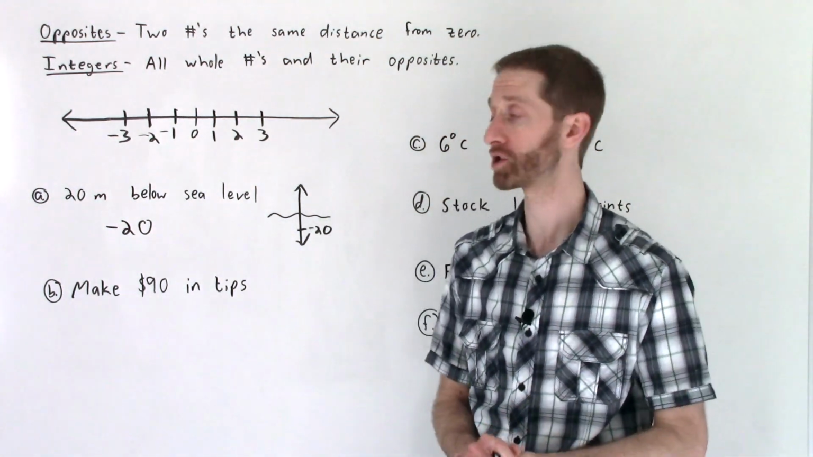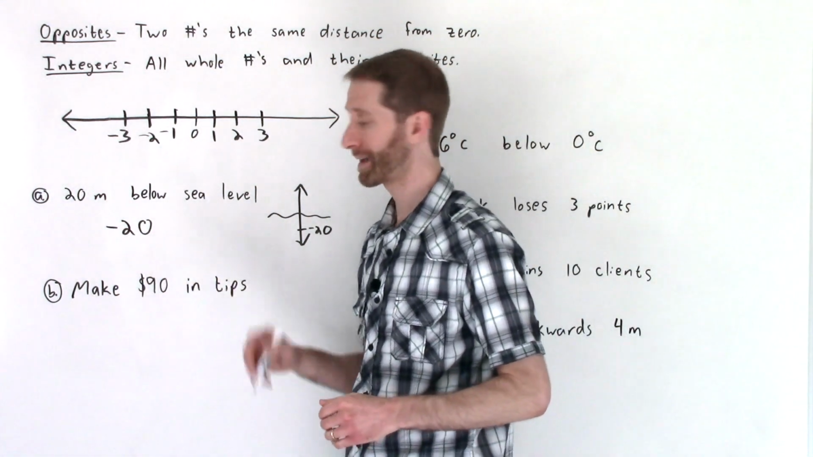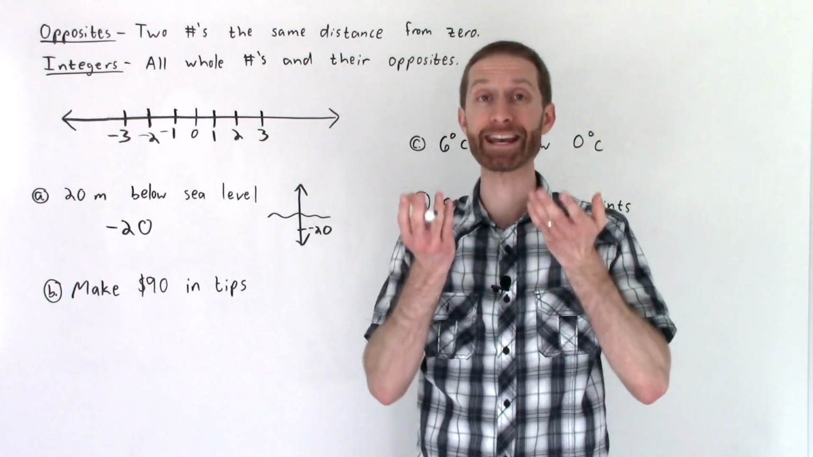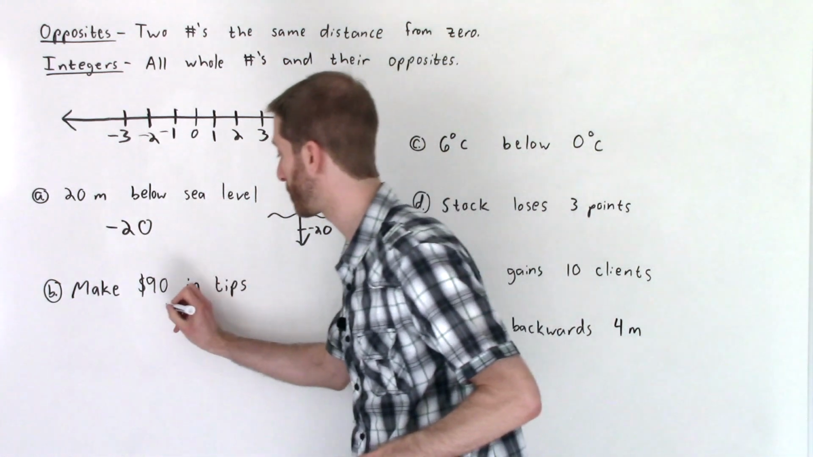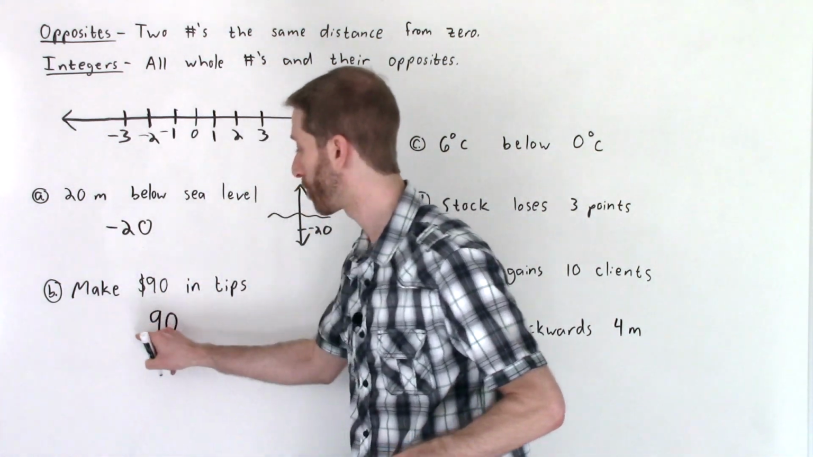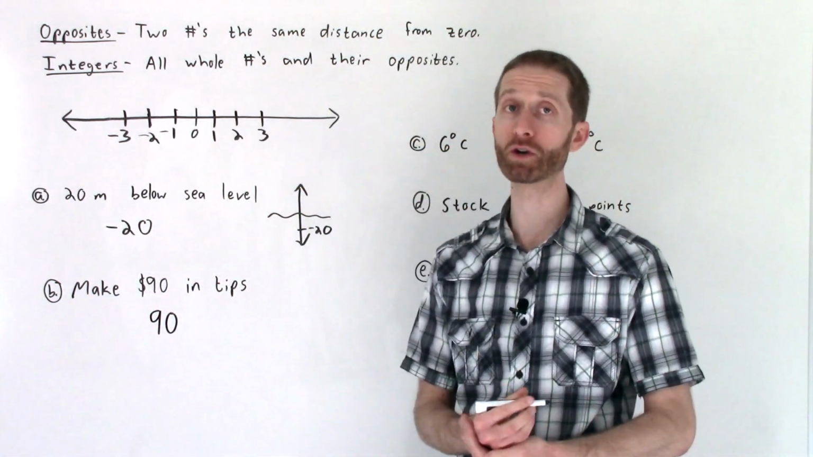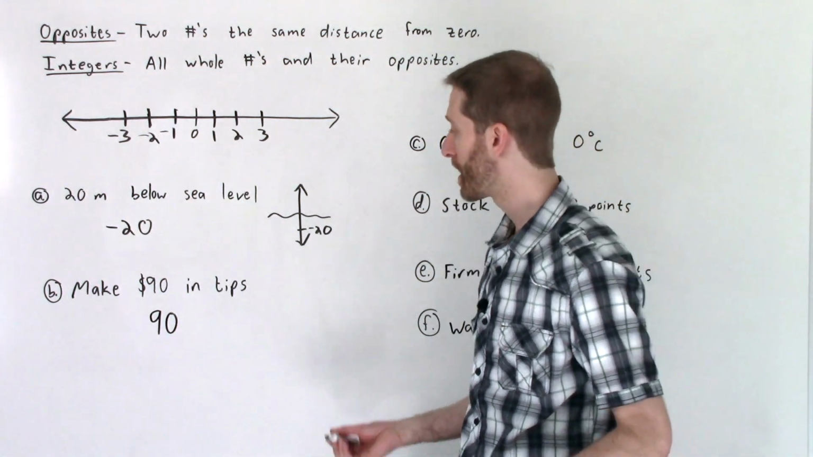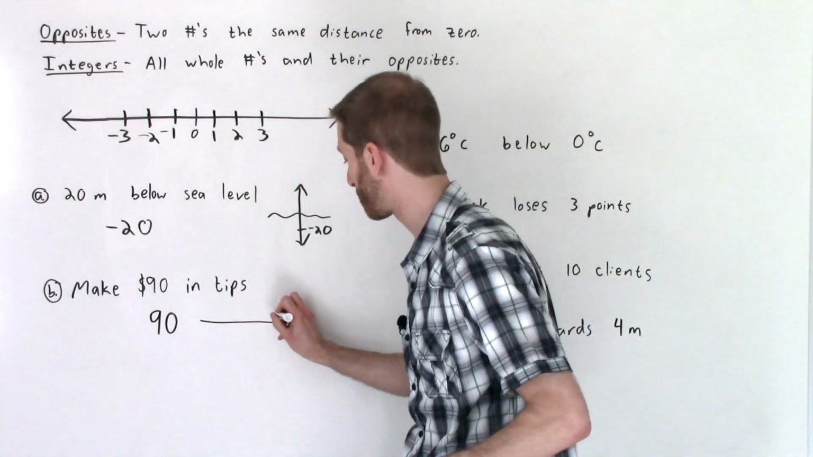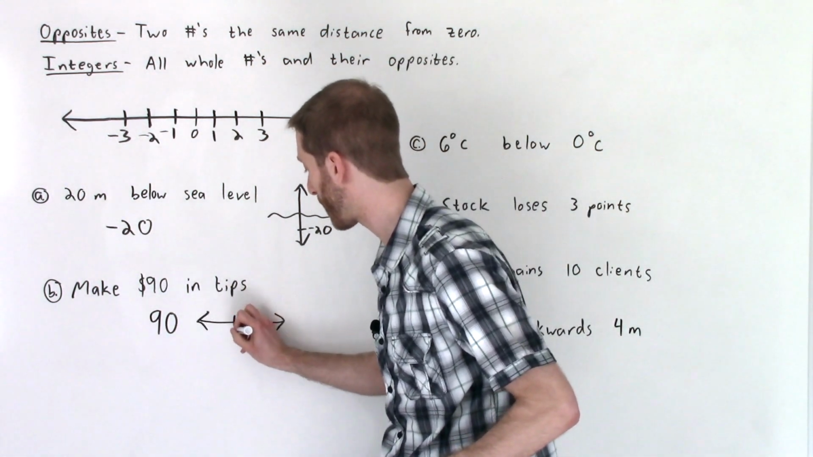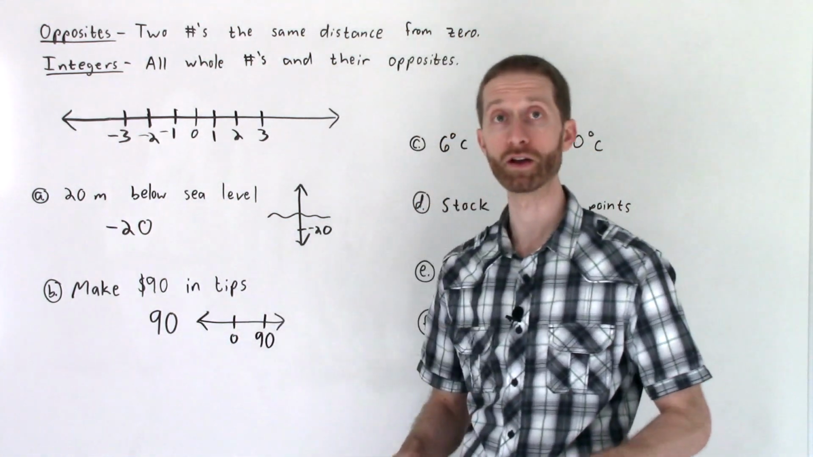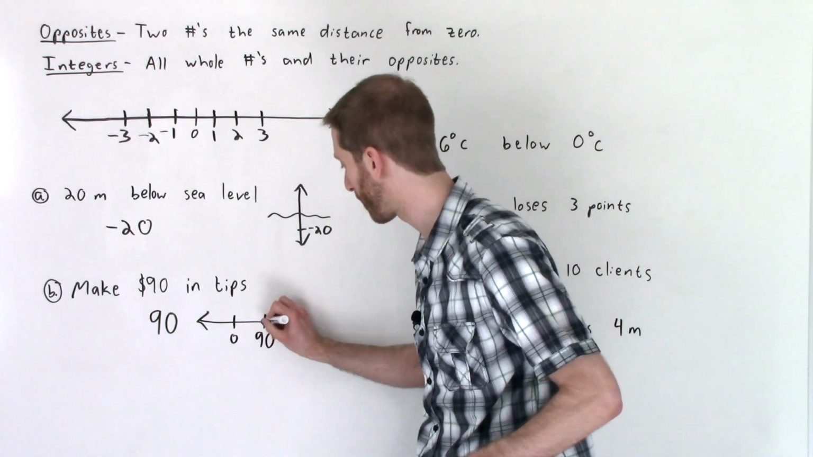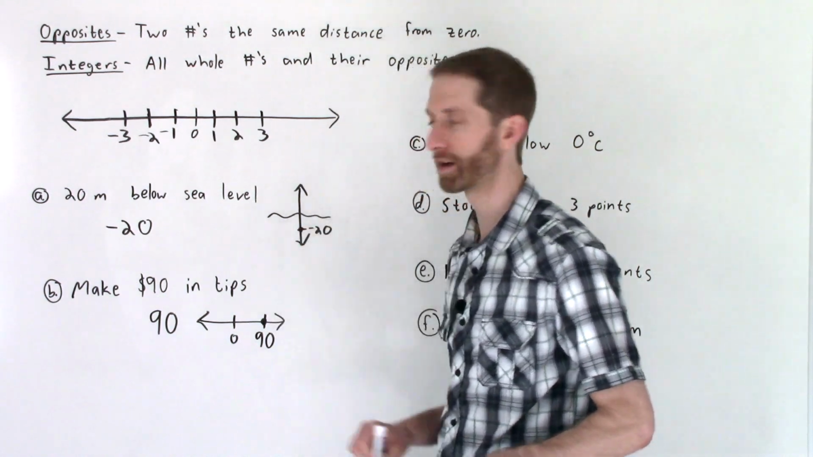So it indicates direction. We make $90 in tips, so that's a gain. When we gain something that's plus 90, we don't write the plus sign, we just simply write 90. When there's no plus or minus in front, we assume the number to be a positive number. And so on a number line, if we have something like this, how would we plot it? Well, you'd have 0, you'd have a whole bunch of numbers, and then 90 would be somewhere over here to the right. And you just put a dot there. And I guess we could put a dot here on the negative 20 as well.